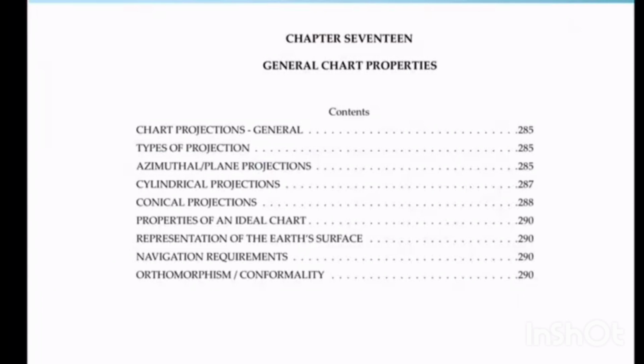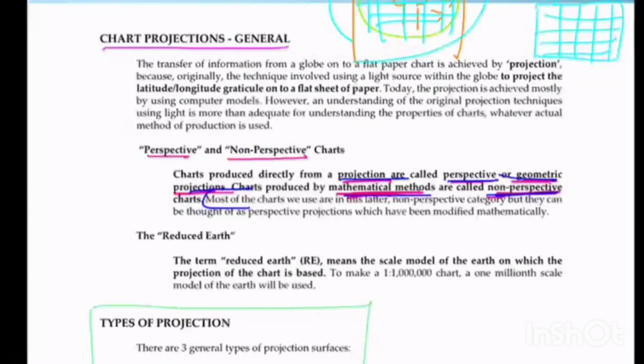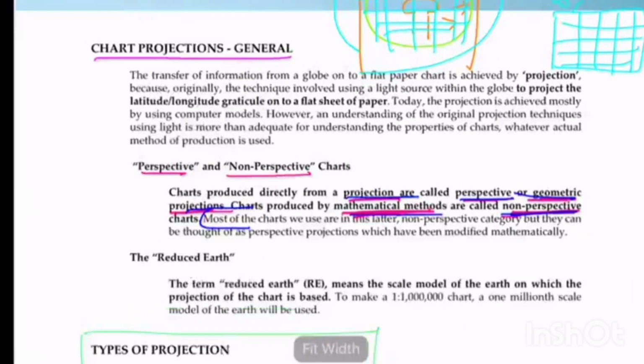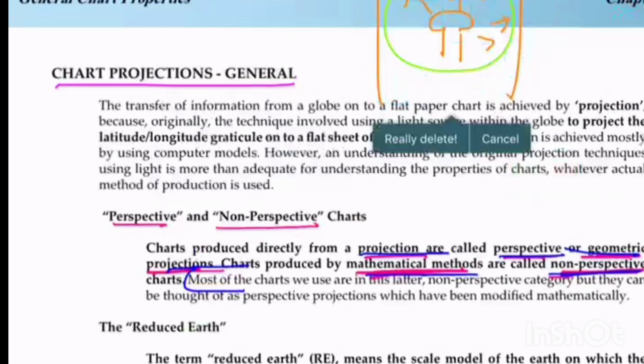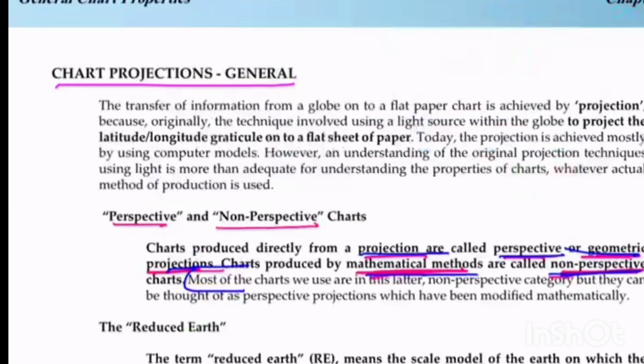Different types of charts are available. Charts are basically your maps. How are those maps prepared, and what are the things in them?